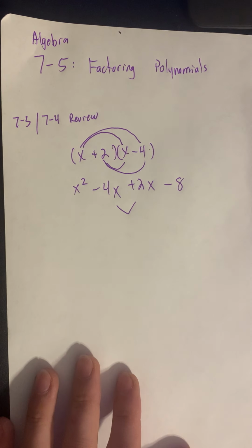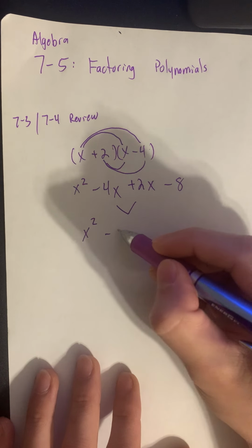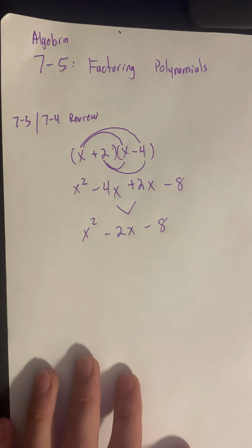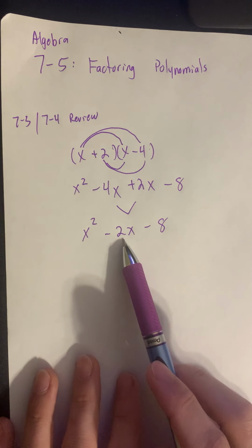And we're going to combine like terms there. So it's going to be x squared. These two will make negative 2x, minus 8. So this would be our answer, multiplying these two, and then you would get this.